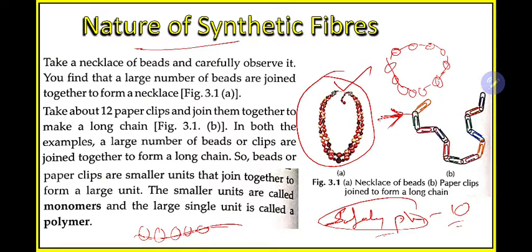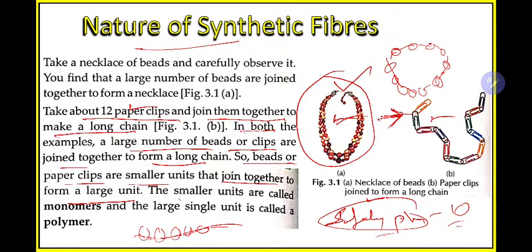For example, you can take 12 paper clips and join them together to make a long chain. In this necklace example, this paper clip example, this safety pin example, a large number of beads or clips are joined together to form a long chain. So beads or paper clips, smaller units, are joined together to form a large unit. The smaller units are called monomers and the larger units are called polymers.